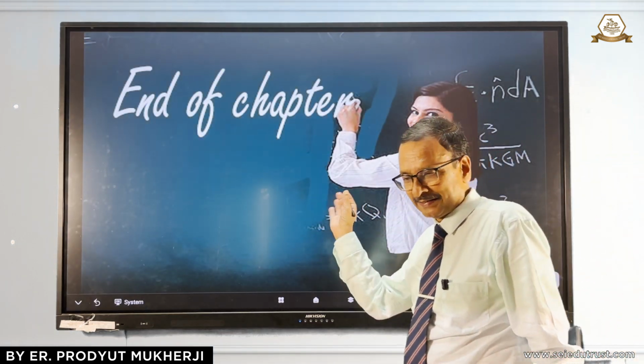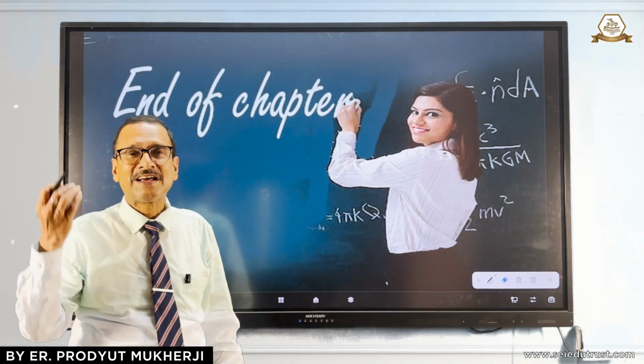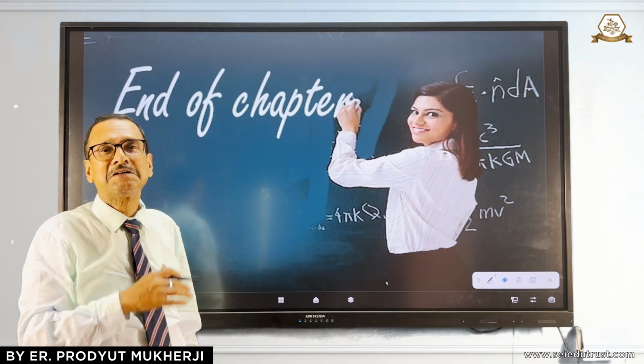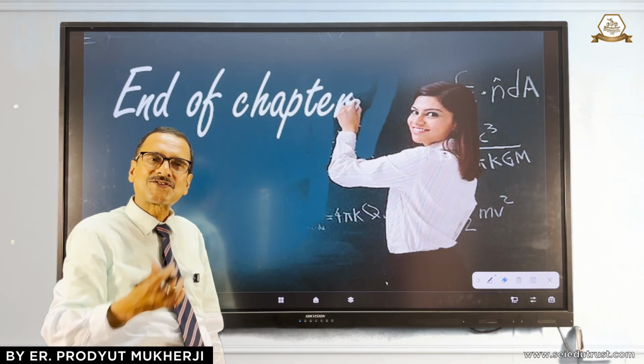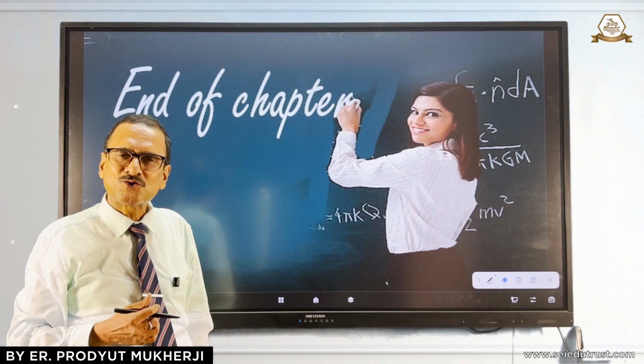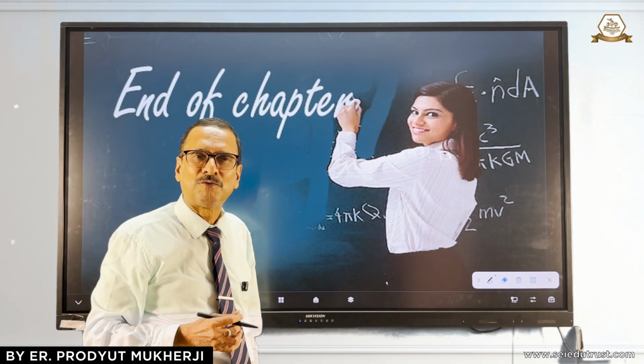So, gentlemen, that is the end of the risk assessment, risk analysis, hazard identification, risk assessment matrix, and the various tasks or various situations where we have to carry out risk assessment on board.